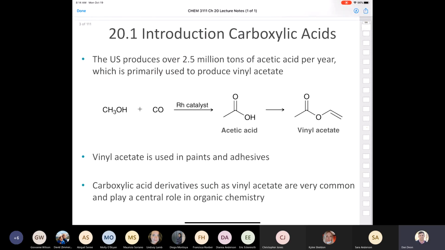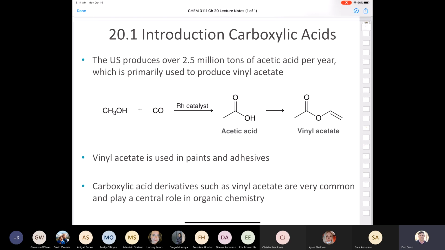As far as the production of acetic acid goes, in the US, we produce about 2.5 million tons of that simple carboxylic acid every year. It's primarily used to produce the compound known as vinyl acetate, which is an ester. And we're going to look at ester nomenclature in this chapter, and we'll talk about where that name comes from. But vinyl acetate is used in things like paints in the paint industry.